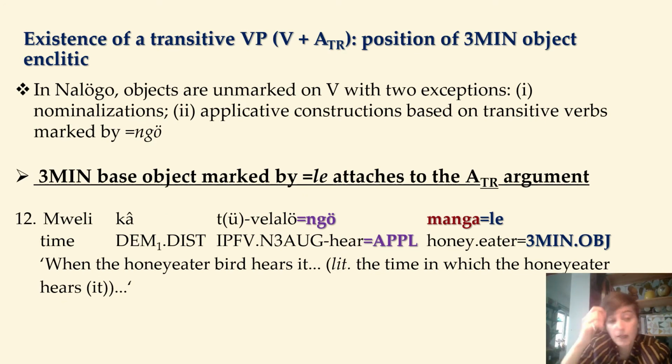The second diagnostic, which can be used to identify the existence of a transitive VP of the type V transitive agent in transitive clauses, is the position of the third minimal object enclitic. Earlier I said that objects are typically unmarked in NALOGO, and this is true, but there are two exceptions: action nominalizations based on transitive verbs, and applicative constructions, which are based on transitive verbs and are marked by the applicative ng. So here in 12 we have an example of an applicative construction marked by ng.